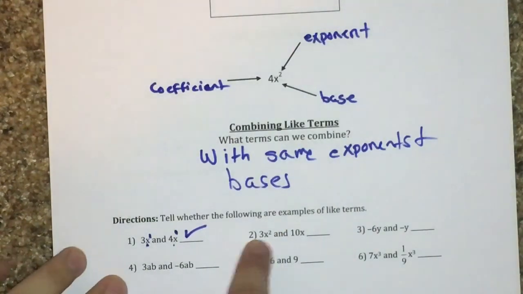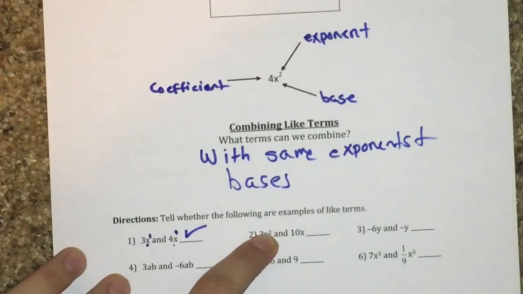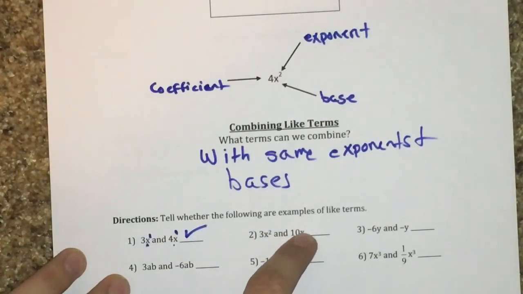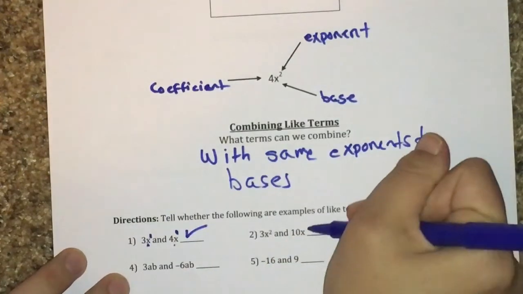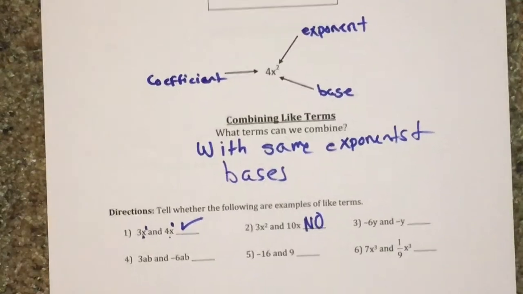Number 2, we have a 3 and a 10. That's fine, coefficients. We have x and x as the base. That's good. But looks like we have squared as an exponent here and no exponent here, which means that these will not be able to be combined. They are not like terms.